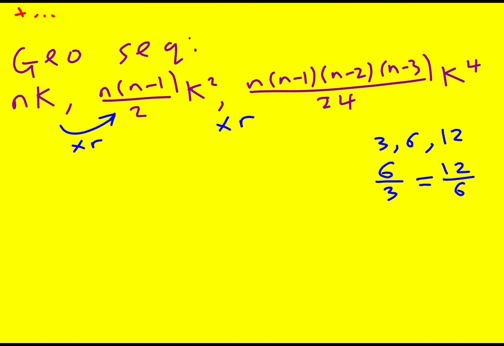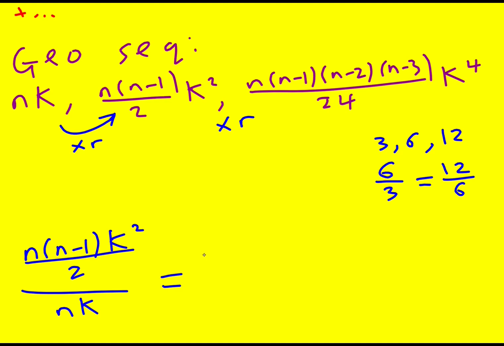And we can do the same thing here then. We can take the second term and divide it by the first term, and that must be the common ratio. I'm also going to bring the k squared up into the numerator rather than have it outside. And then I'm dividing by nk. And that is the common ratio, but that will equal the third term divided by the second term.